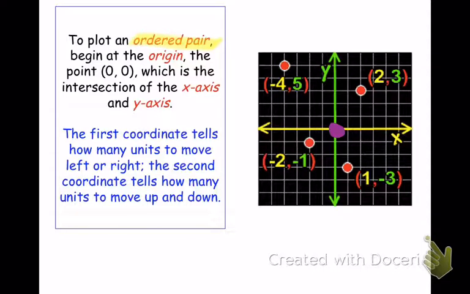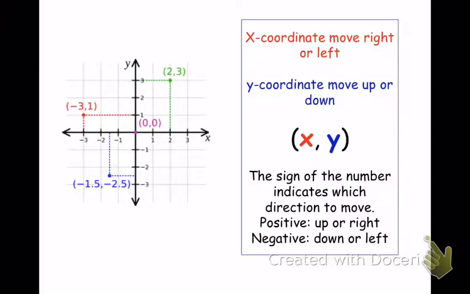So if we look at the ordered pair on the lower corner, this one right here, 1 tells us to move right because it's positive. 3 tells us to move down because it's negative. I'm sure all of this sounds very familiar. So one more time, the x-coordinate moves right or left based on positive or negative. The y-coordinate moves up or down based on positive or negative. Again, the sign specifically indicates which direction to move.